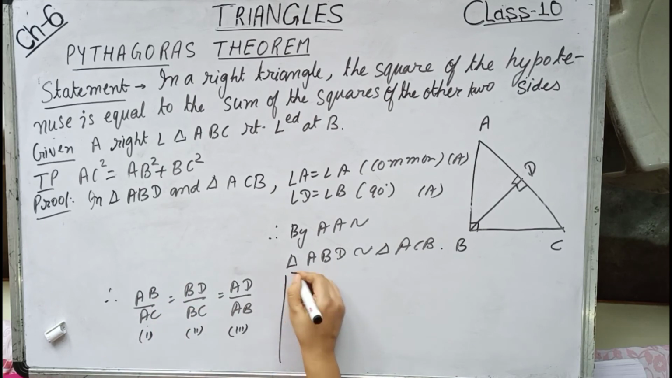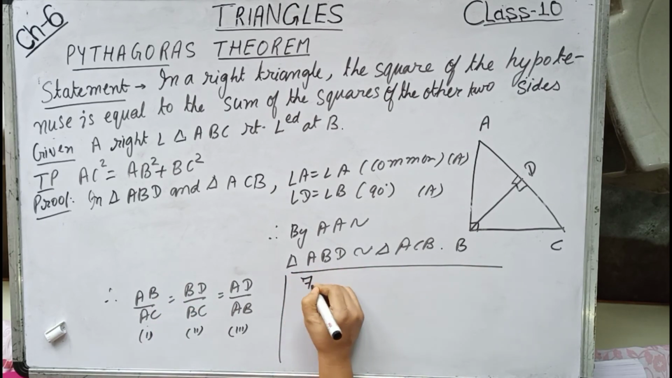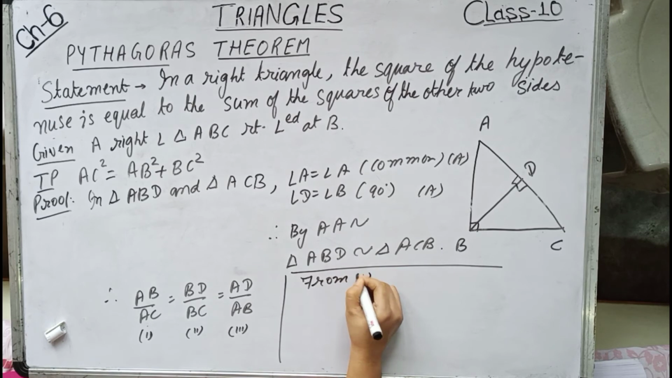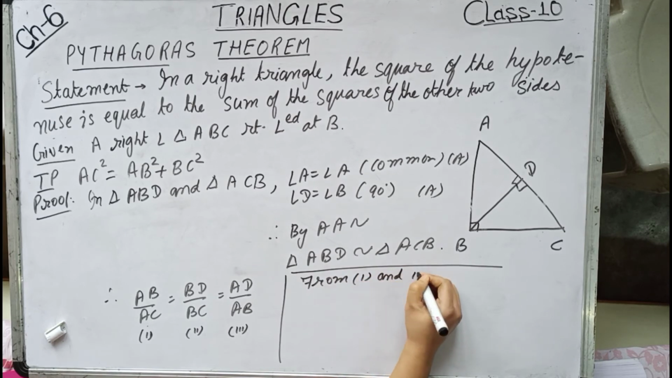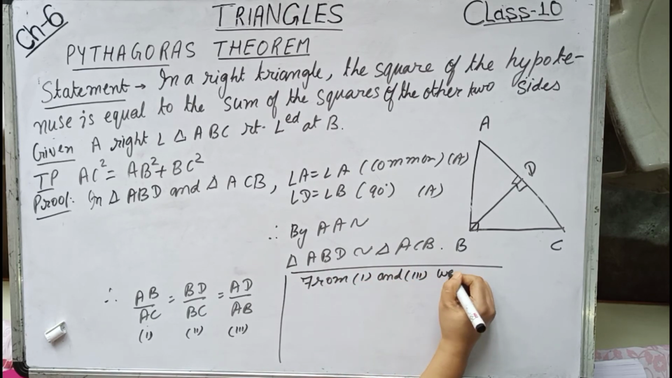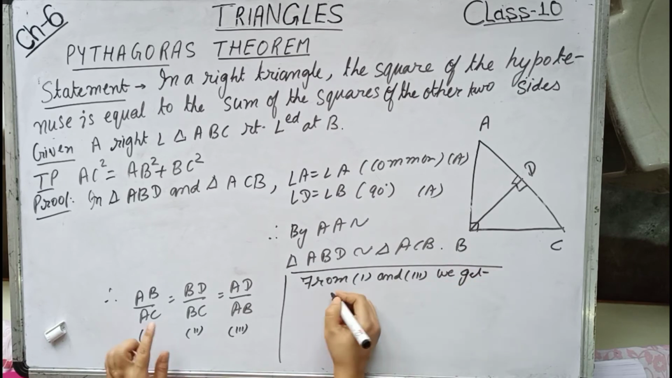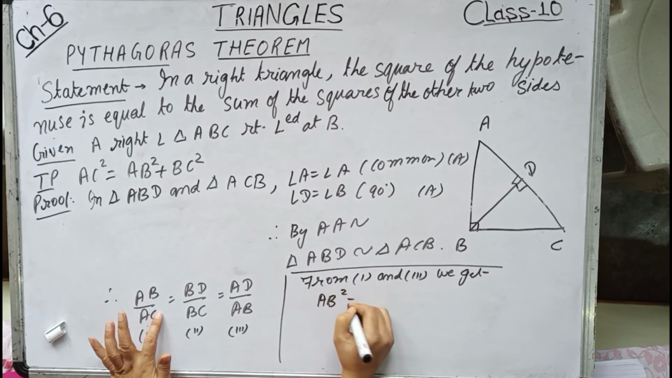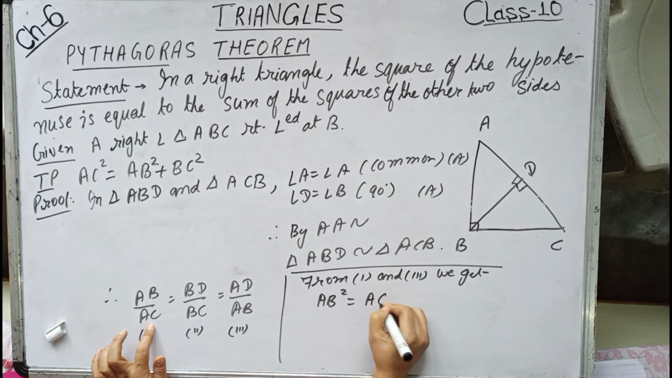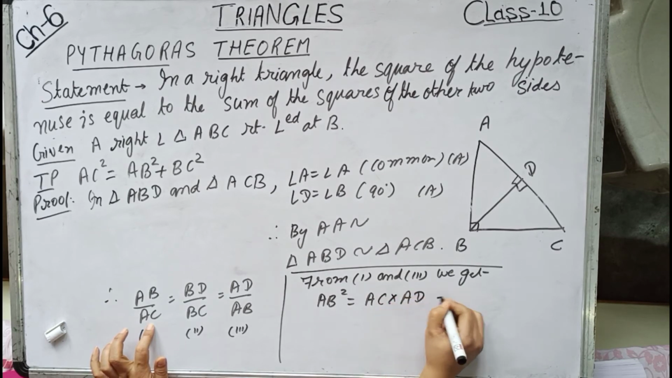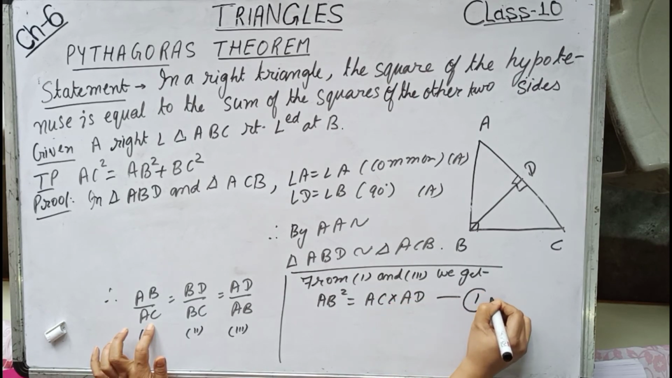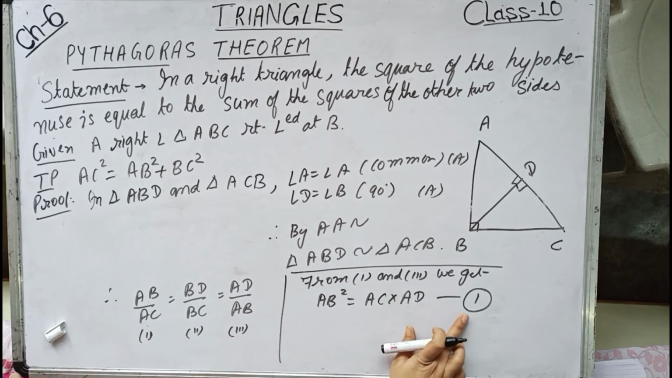So after this we will be writing from 1 and 3 we get AB square equals AC into AD. Make it equation number 1. This one is Roman 1 to 3. This is Hindu-Arabic number 1.